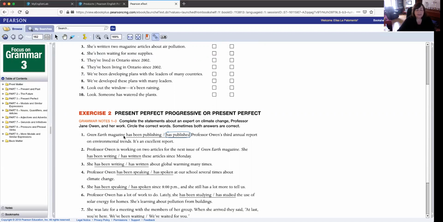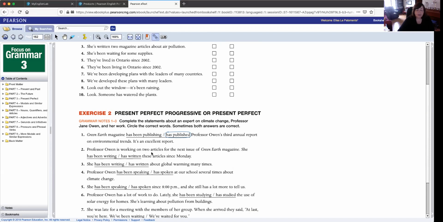Green Earth magazine has been publishing or has published Professor Owen's 3rd annual report on environmental trends. It's an excellent report. Okay, we had to choose has published, present perfect tense, because this article has already appeared in the Green Earth magazine. They're not in the middle of publishing it. It's already done. So we had to put has published. Let's try number 2 together.